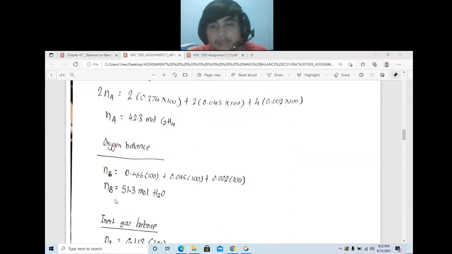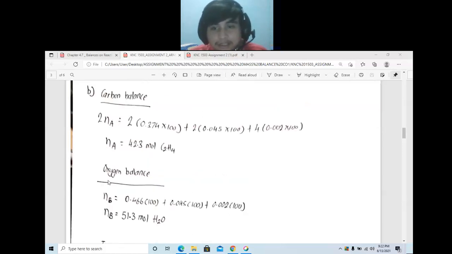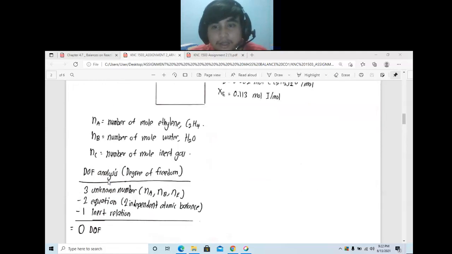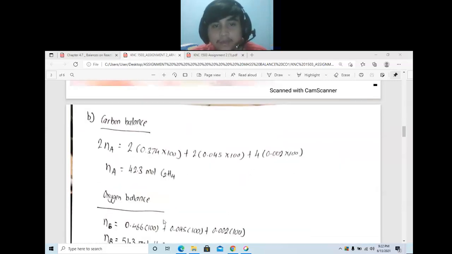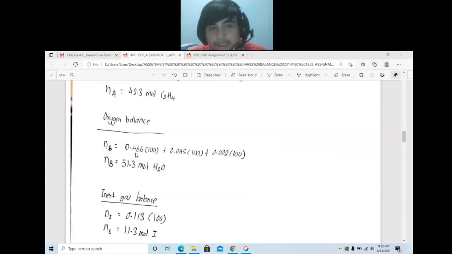Next, to find the Nb, I'm using the oxygen balance. I'm using still the same approach. You just look closely at the O, how many O there are. From this flowchart, they have one O, here also one O, here also one O. So everything is multiplied by 1. So your Nb equals 0.466 multiplied by 100, and then 0.045 multiplied by 100, and then 0.002 multiplied by 100. So you can get the Nb value for the H2O.